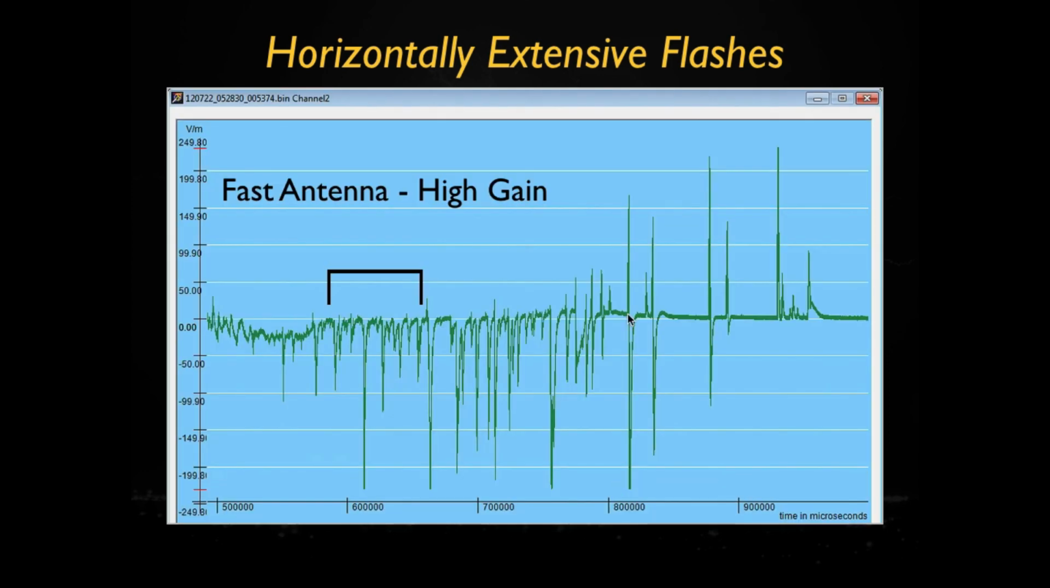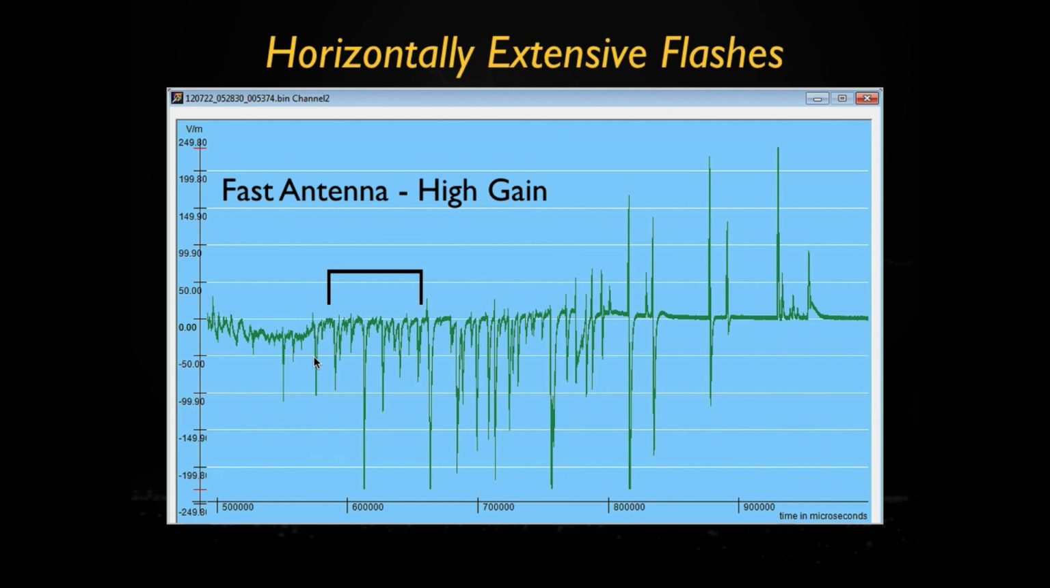If we look at the electric field signature of this flash, this just highlighted here in black of what we just looked at, what we notice in the fast antenna high gain is that it shows a negative deviation, and this would be indicative of the approach of positive leaders, which is in essence what we are seeing.